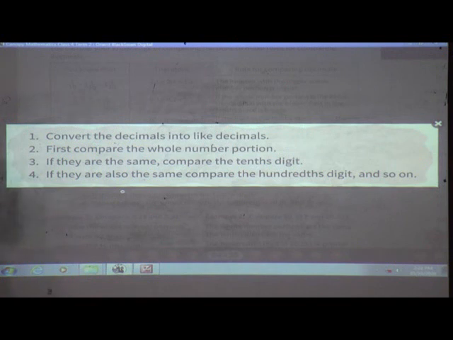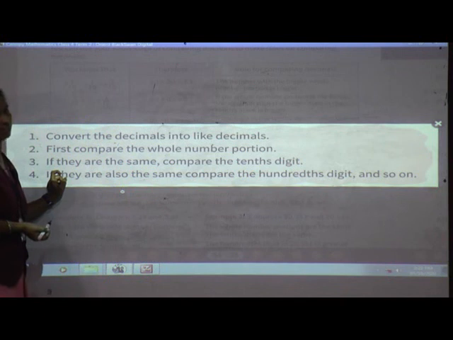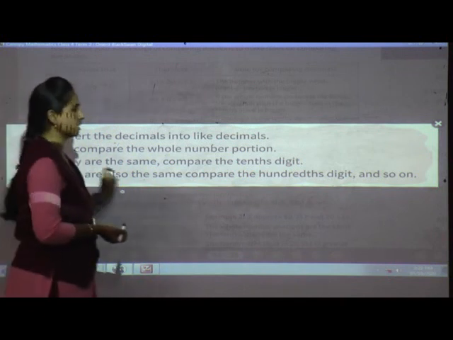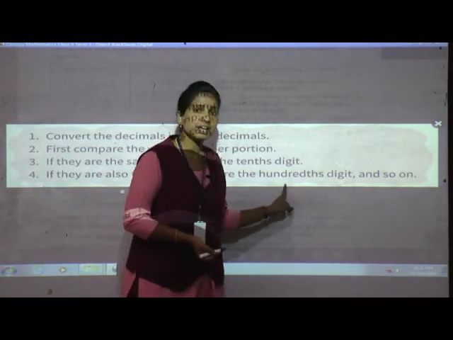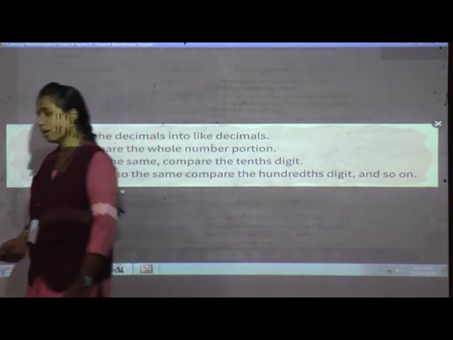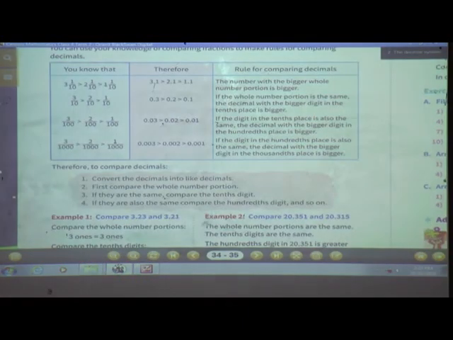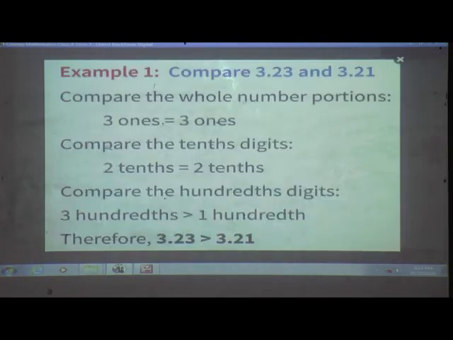Then if the whole number is not there or they are equal, then you have to go with the tens digit. Then if the tens digit is also equal, you have to go with hundreds. If hundreds are also the same, then you have to go with thousands. Clear? Yes? Very good. Now we will see some examples.